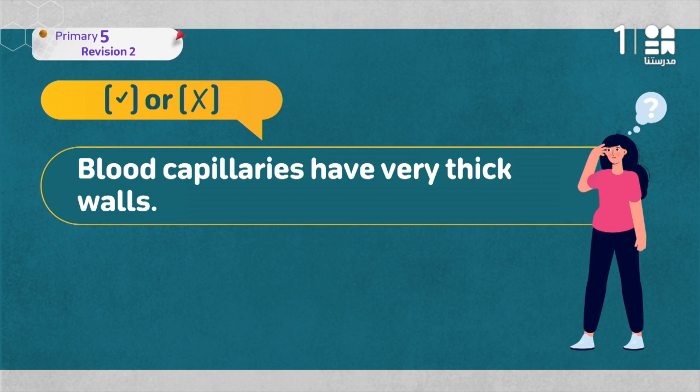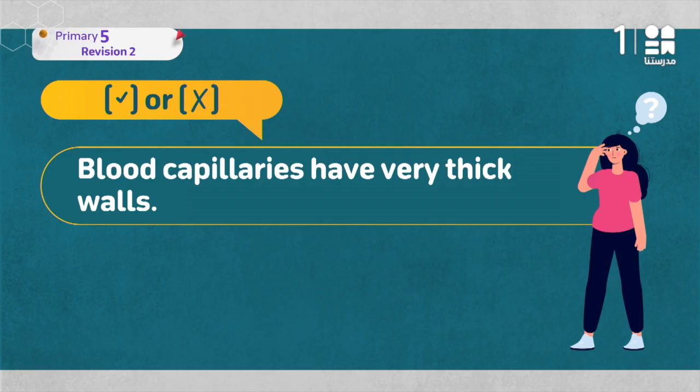Another question. Blood capillaries have very thick walls. Let's remember the blood vessels we have: arteries, veins and blood capillaries. Arteries were thick blood vessels and veins thin blood vessels. Blood capillaries are very thin blood vessels, so they have very thin walls, not thick walls.